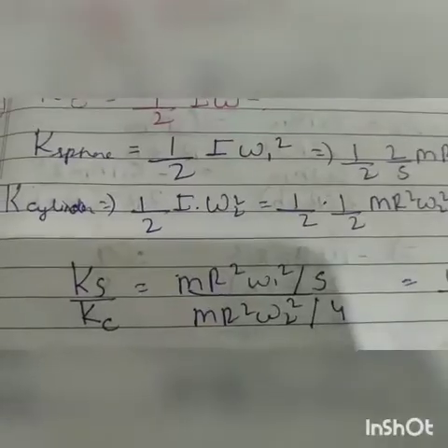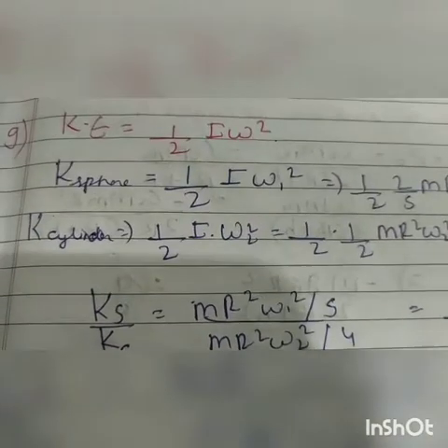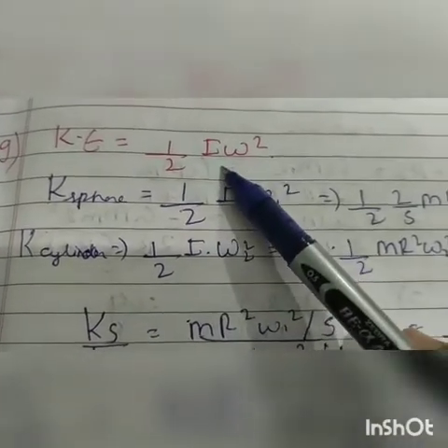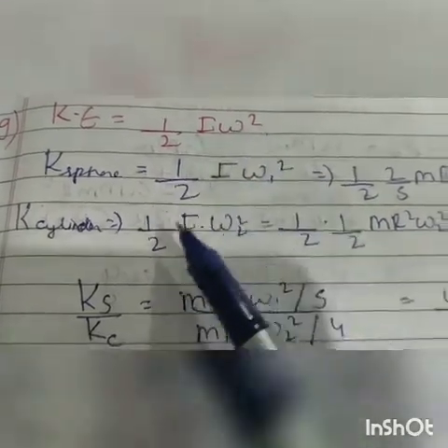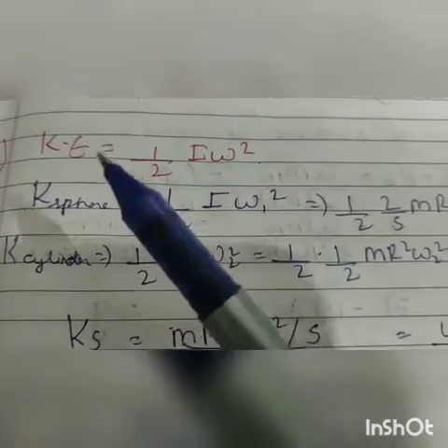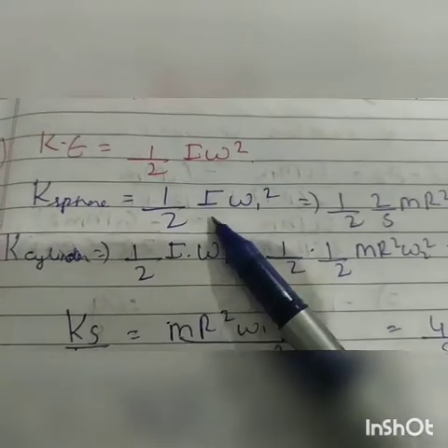A solid sphere of mass m and radius r is rotating about its diameter. A solid cylinder of the same mass and same radius is also rotating about its geometrical axis with an angular speed twice that of the sphere. The ratio of the kinetic energies of rotation, E for sphere by E for cylinder, will be. Here we can see kinetic energy is half I omega square. So kinetic energy for sphere will be half I omega 1 square.